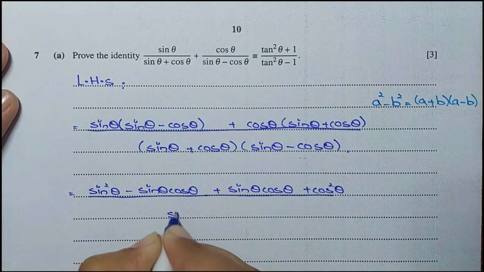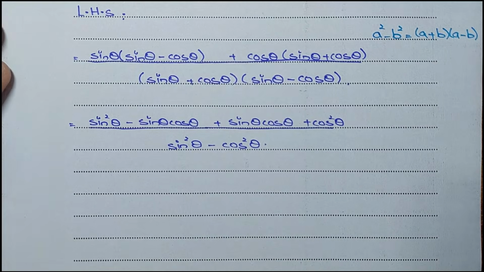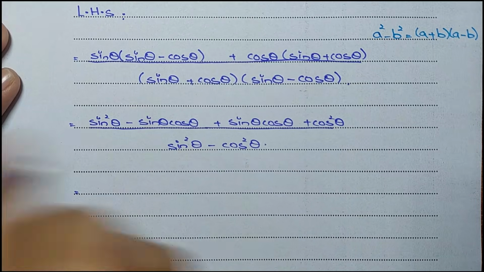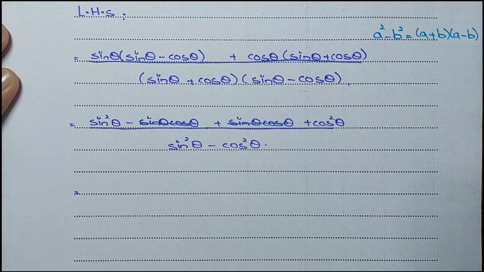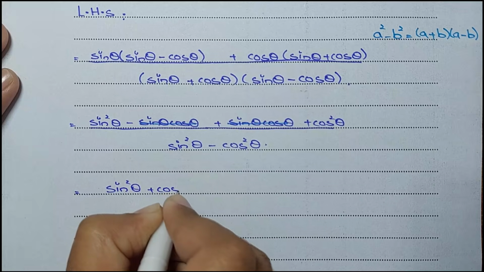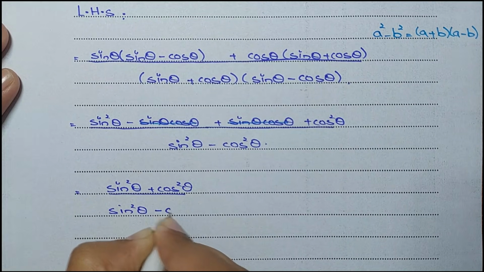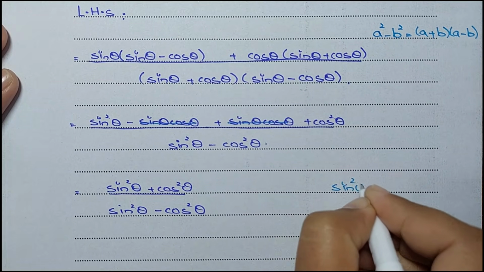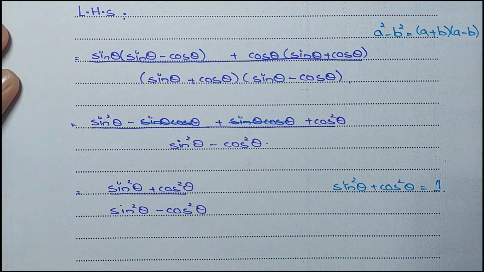And in the denominator, we have sine square minus cos square, right? A plus b, a minus b, a square minus b square, right? Okay, now here we have sine theta cos theta minus sine theta cos theta. It is cancelled out. We are just left with sine square theta plus cos square theta. And here we have sine square theta minus cos square theta. And use the identity again, that sine square plus cos square is 1. This is just 1.